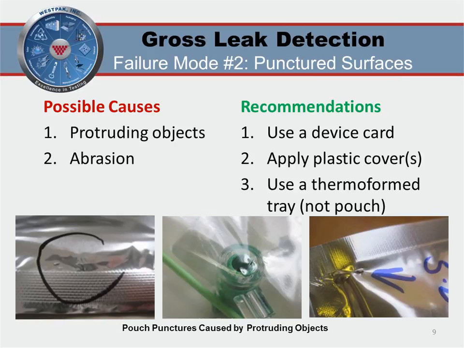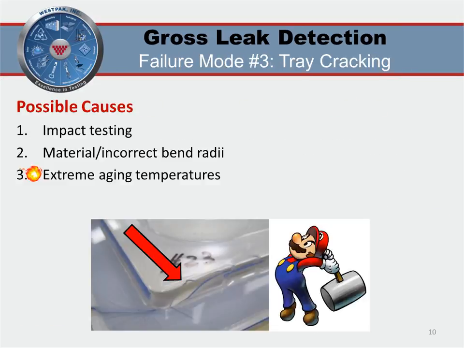The third failure mode is tray cracking, which generally results from drop testing. If you use a tray material that is too stiff or improperly designed, like using an incorrect bend radius, this can cause weak points in your tray. Another possible cause is using an unreasonably high accelerated aging temperature. Using high aging temperatures can cause tray material transitions and degradation or weakening of the material.